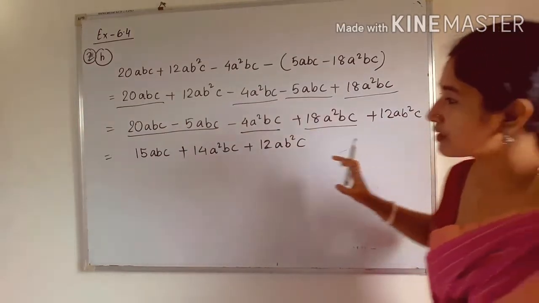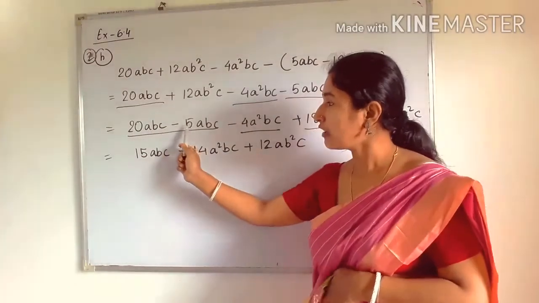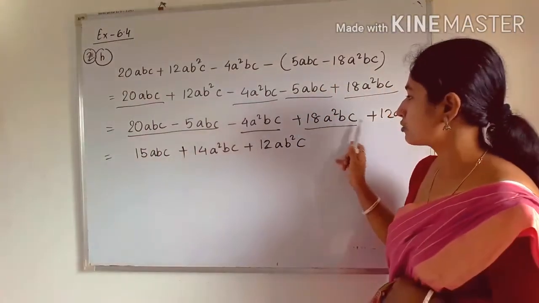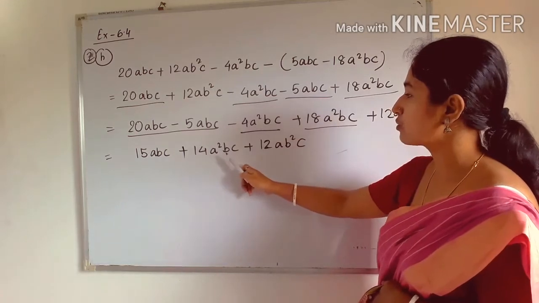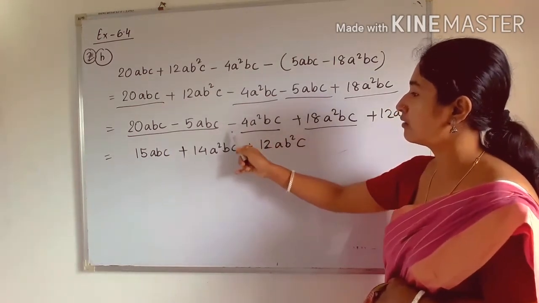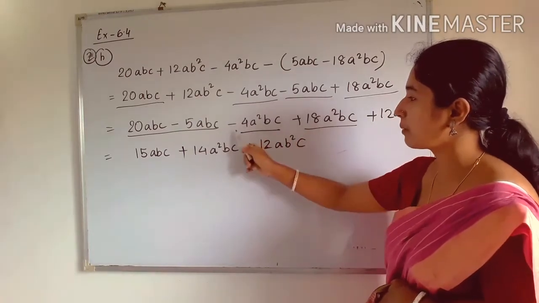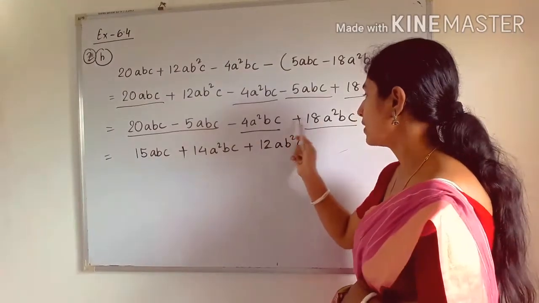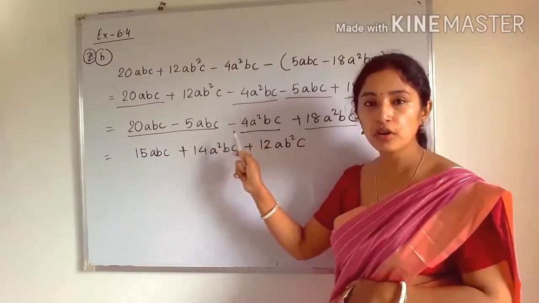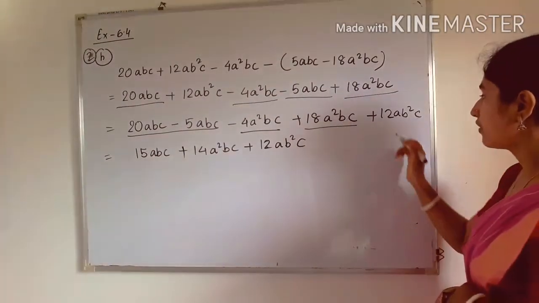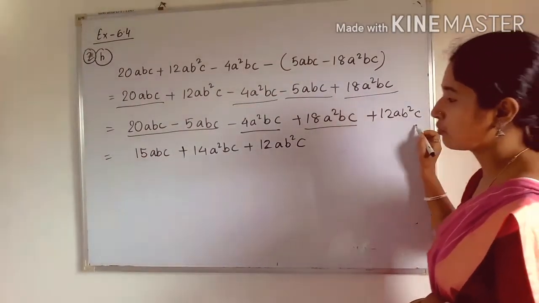So next we will simplify. 20 minus 5 will be 15. So 15ABC. Next A square BC. This is same, so we can write A square BC, and plus 18 minus 4. As both signs are opposite of each other, so we have to subtract. So 18 minus 4 will be 14, and we have to write plus because 18 is greater than 4, and before 18 we have plus sign. So this is plus. Then finally we will write 12AB square C.